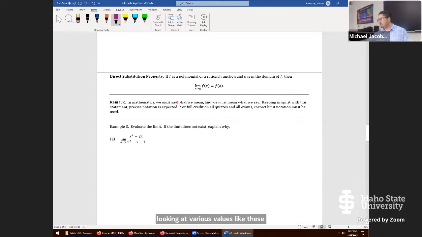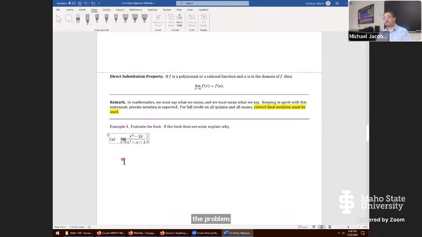But I do have a note here that says for full credit on quizzes and exams, we do need correct limit notation. We have to say what we mean, we have to mean what we say. And so I'll try to make a mention of that as we go through these limits here. Correct limit notation for these problems is not so bad. You have to start with a limit statement, or else the problem is flawed.